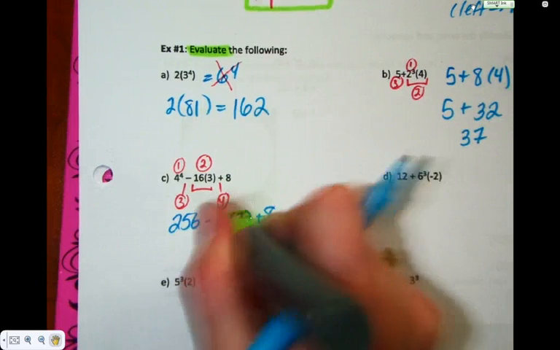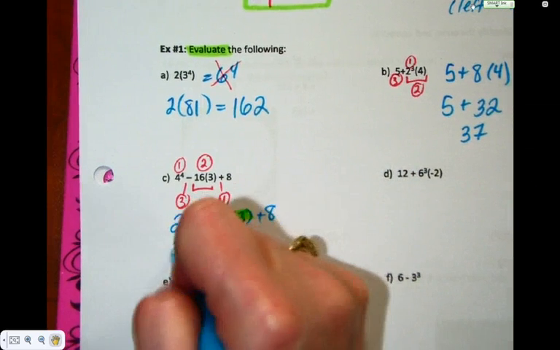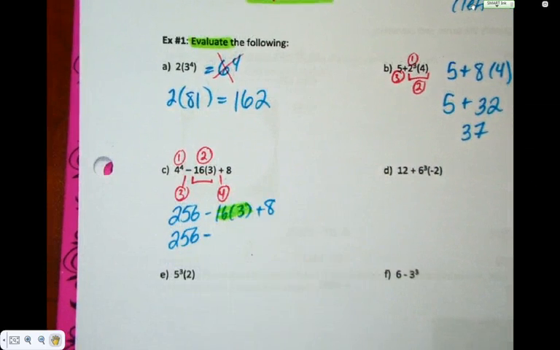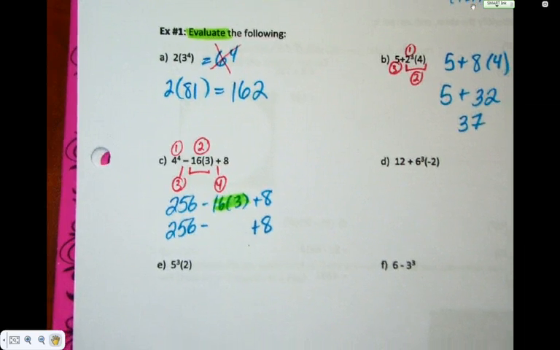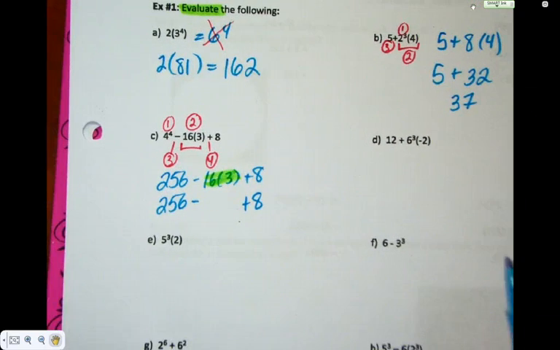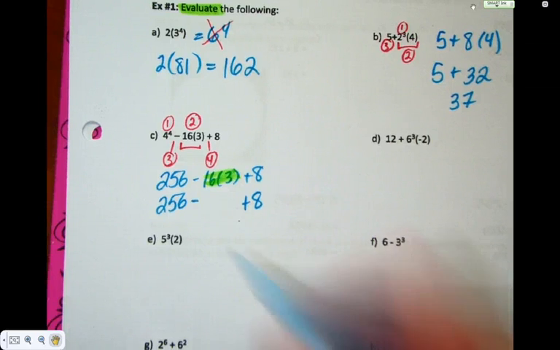Next, we're going to do this multiplication. So I'm going to leave the 256. I'm going to leave that negative. I'm going to leave a space and leave my plus 8. So I haven't touched anything else except I'm going to do that multiplication. 16 times 3. Offer of 48.